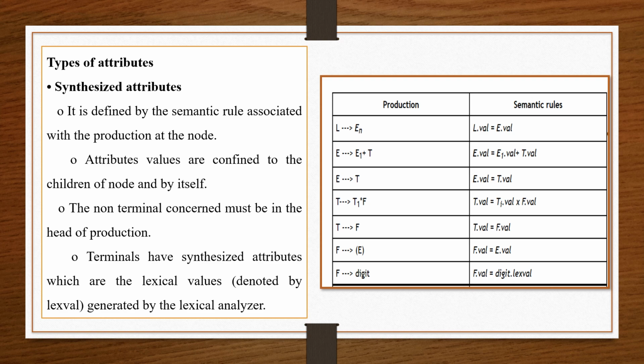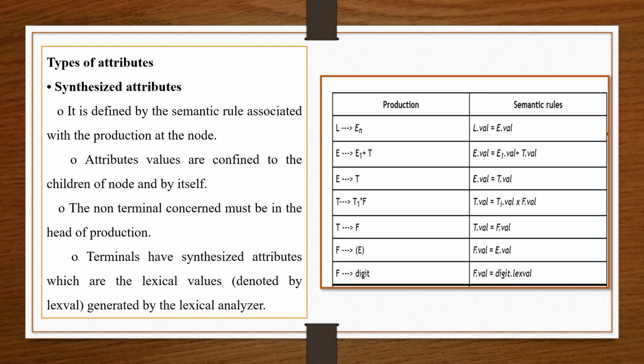So look at the first production here. The first production in the first row, that is L derives E n. So what is the corresponding semantic rule? L.val is equal to E.val. Means L is the head here, so that is based on its children, E.val.